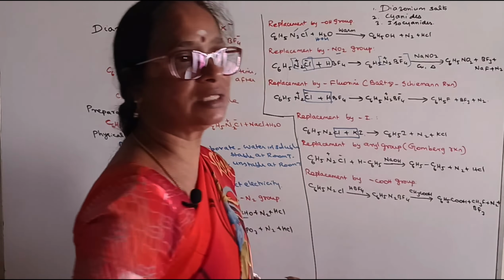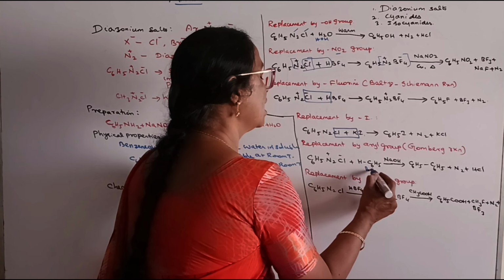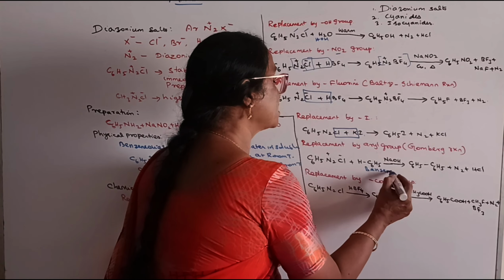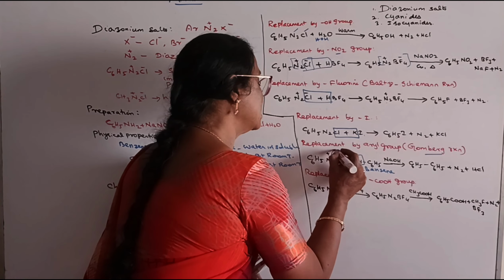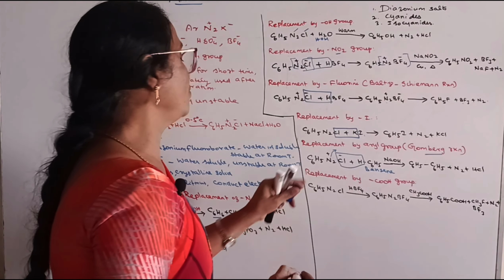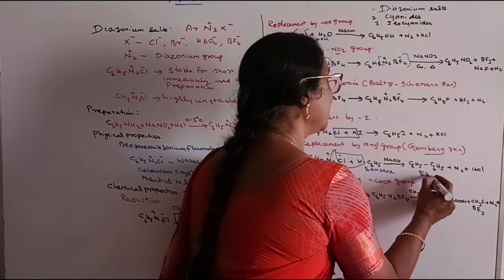The next reaction, preparation of biphenyl, in which benzene diazonium chloride is treated with benzene in the presence of sodium hydroxide. This reaction is called the Gomberg reaction. In this, HCl is removed and nitrogen is expelled as gas. So we get C6H5-C6H5, that is called biphenyl.